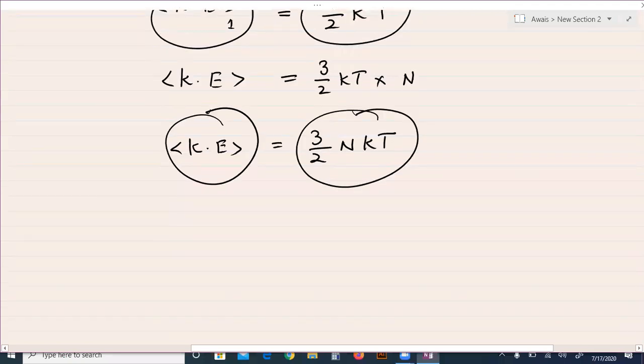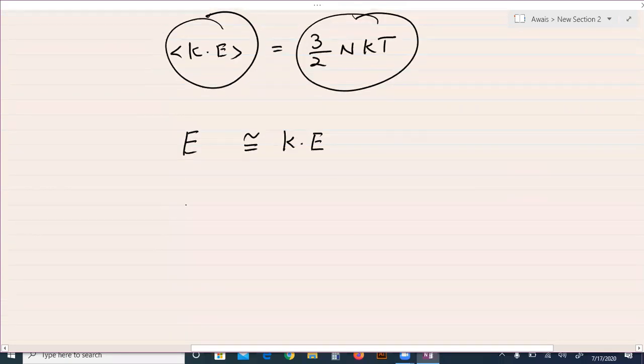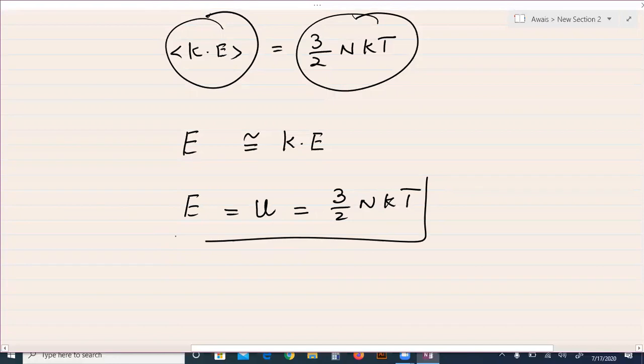Total kinetic energy of the ideal gas. In an ideal gas, the total energy is approximately equal to its kinetic energy because the potential energy is negligible, as we have done in the last lecture. So the total energy, which is E or sometimes U, is 3/2 NkT. So the total kinetic energy of the ideal gas will be considered its internal energy, the total energy of the molecules.